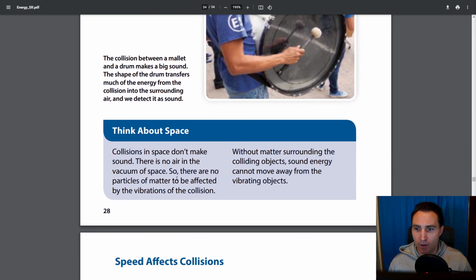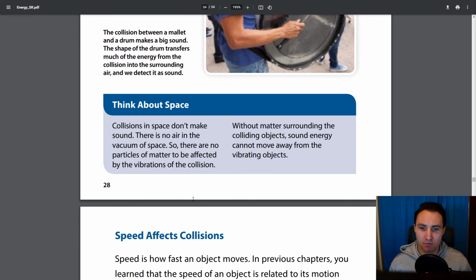Okay, let's think about space. So collisions in space don't make sound. Why? There is no air in the vacuum of space. So there are no particles of matter to be affected by the vibrations of a collision. Without matter surrounding the colliding objects, sound energy cannot move away from the vibrating objects. So if there was a crash of spaceships in space, we couldn't hear it.